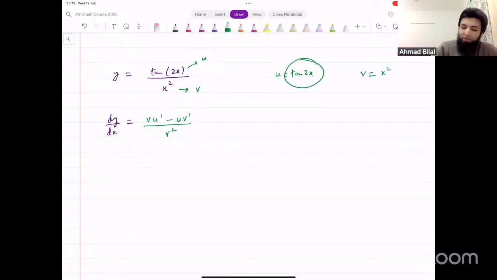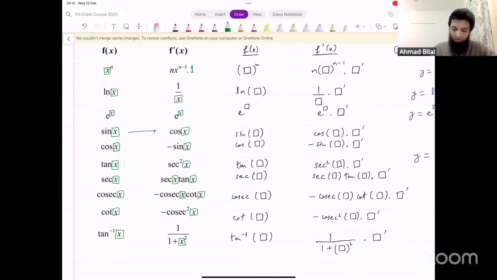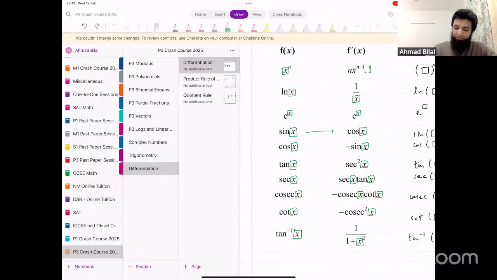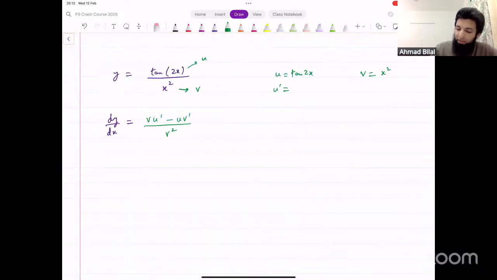What's the derivative of tan? You can look at the formula sheet. Derivative of tan is secant squared. So u dash becomes secant square of 2x multiplied by 2. We have to multiply with the derivative of 2x, right? And then v dash is 2 times x. And now all we have to do is input those values in this, and we'll get the result.